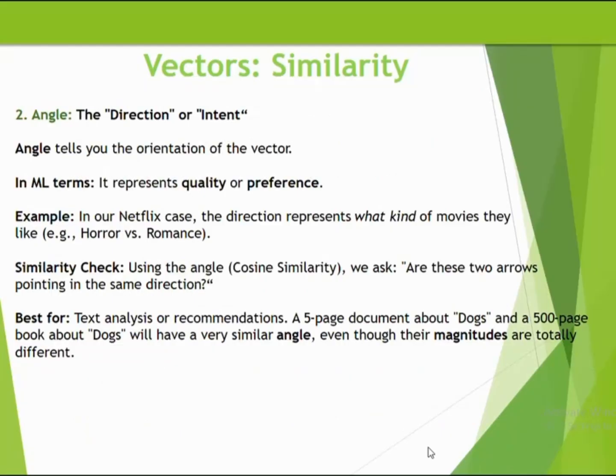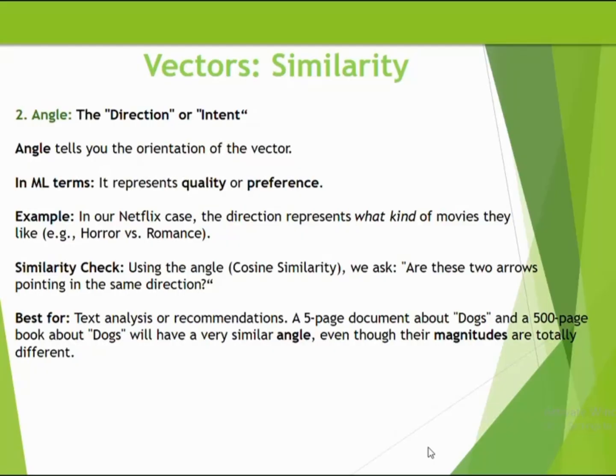The second thing is the angle. Angle is actually the direction or the intent. Angle tells what exactly the orientation of the vector is. What exactly is my preference, what exactly is the type of spending I am doing, what exactly is my interest in some area. So it is all about the angle. In machine learning terms, it is the quality or the preference.